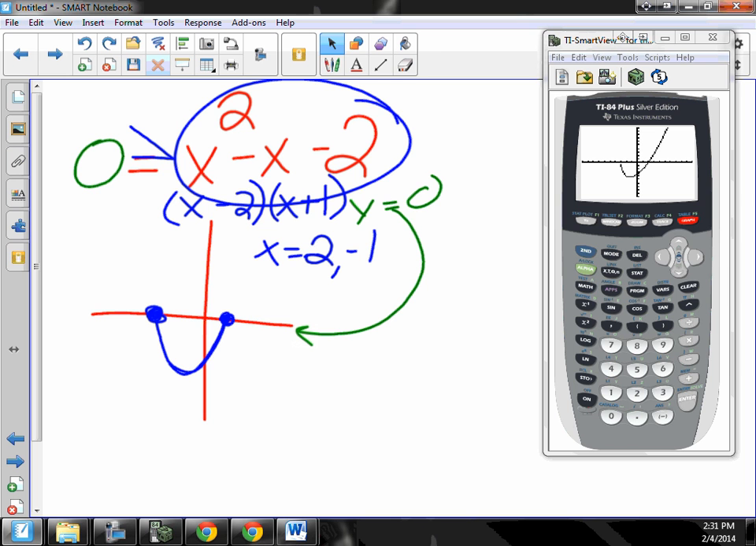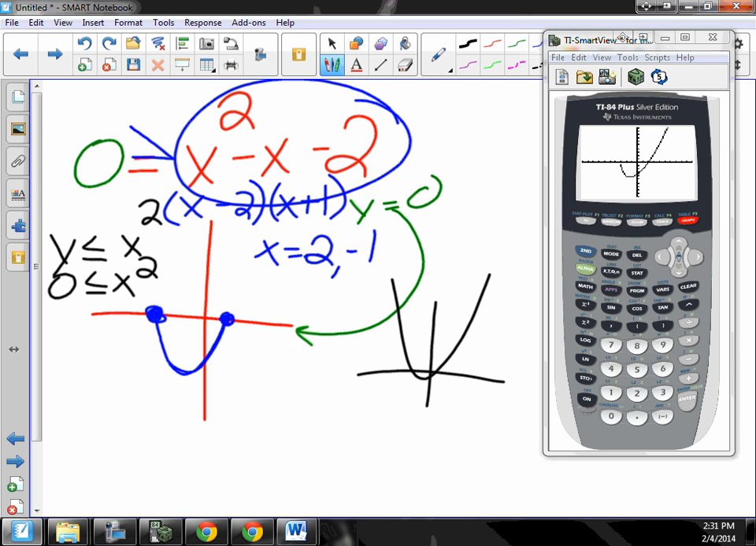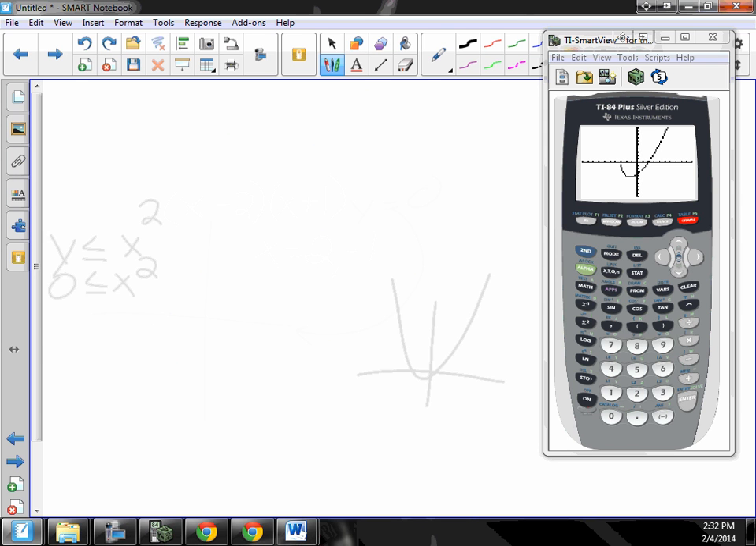So there's a big difference between y is less than or equal to x squared and 0 is less than or equal to x squared. Okay? If it's y is less than or equal, so here's the x squared graph, then I shade this, because it's every y value less than the x squared. If it's 0 is less than or equal to x squared, then I just look at the parts of the graph that are below or above the x-axis. Does that make sense? So it's not hard to do.